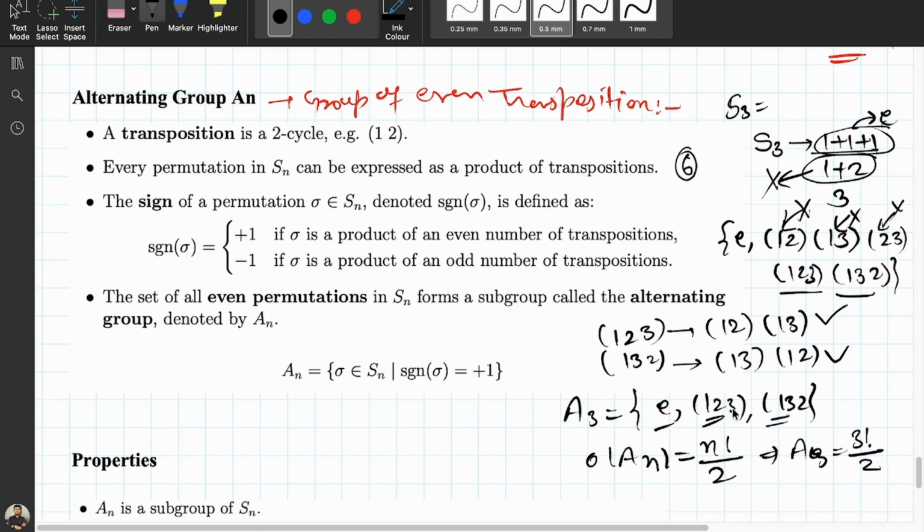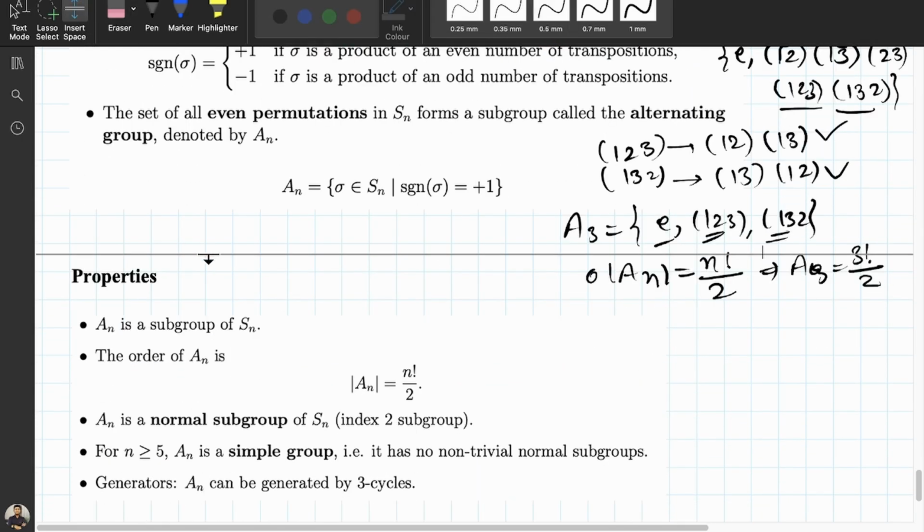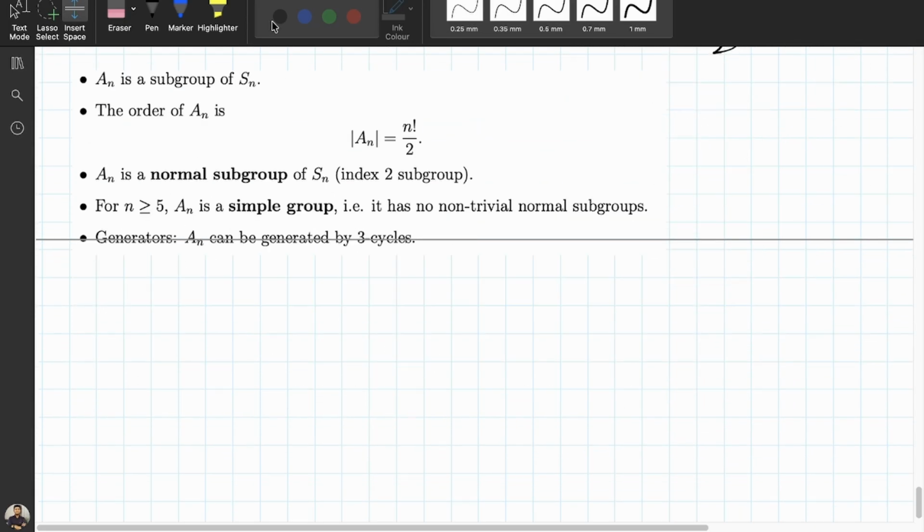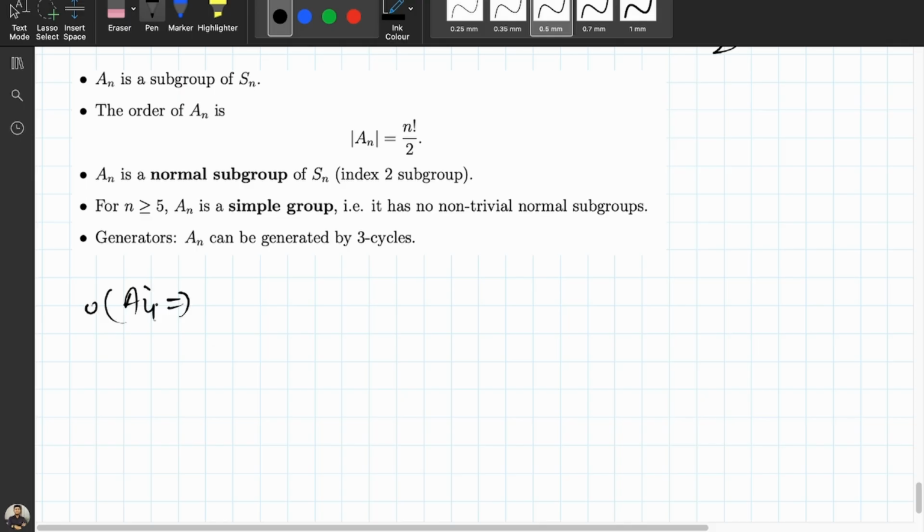Similarly, A4. What is A4 here? Just simply see. I'll explain A4. What is the order of A4? That's 4 factorial divided by 2, which means 6 elements are there. Okay, 6 elements. Not 6, wait, 12 elements. 24 divided by 2 means 12 elements are there. Okay, 2 into 3 into 4 divided by 2. So 12 elements are there.